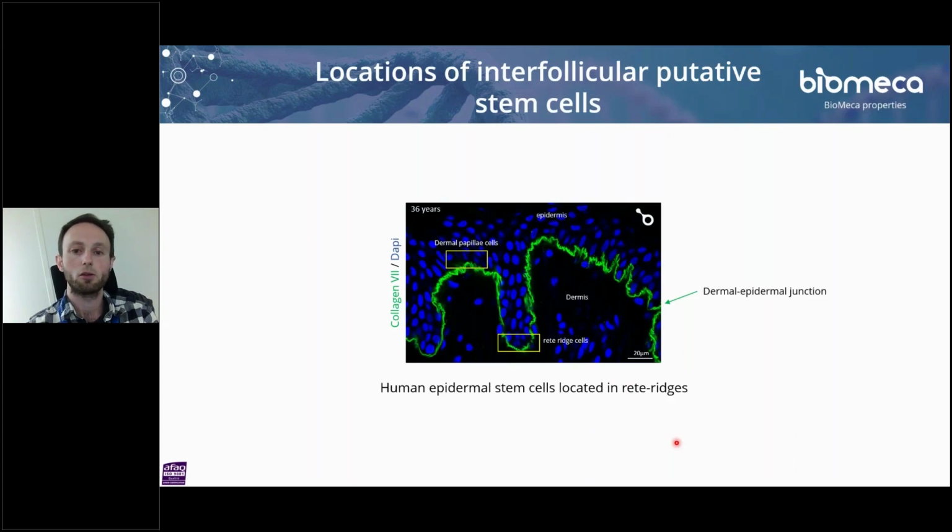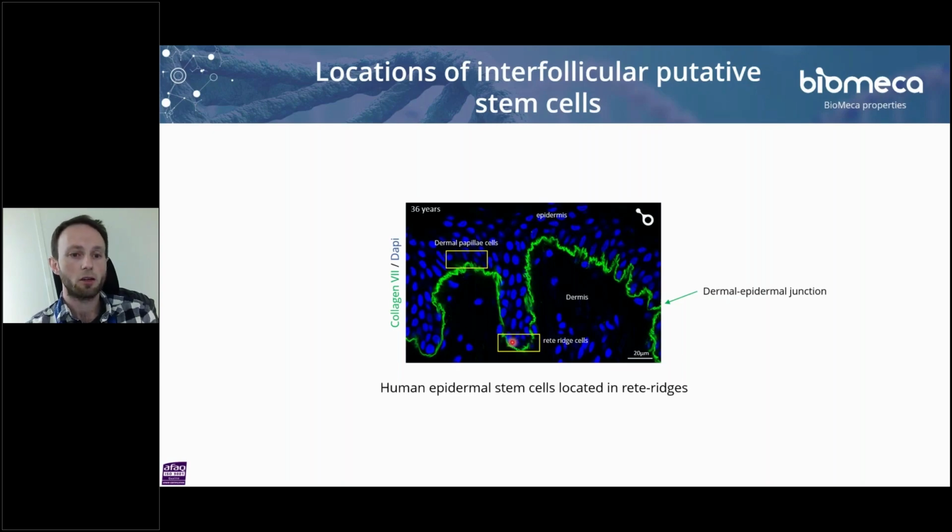As I previously said, experiments in mouse and the lower density in hair follicle in human skin reinforce the hypothesis that interfollicular stem cells in human are responsible for the epidermal homeostasis and repair in human skin. Hence, it has been proposed that in human skin, stem cells are located along the basal layer above the dermal epidermal junction, here marked by a staining by collagen 7, and this stem cell could be located either at the zone at the dermal papilla or at the bottom of the rete ridge.